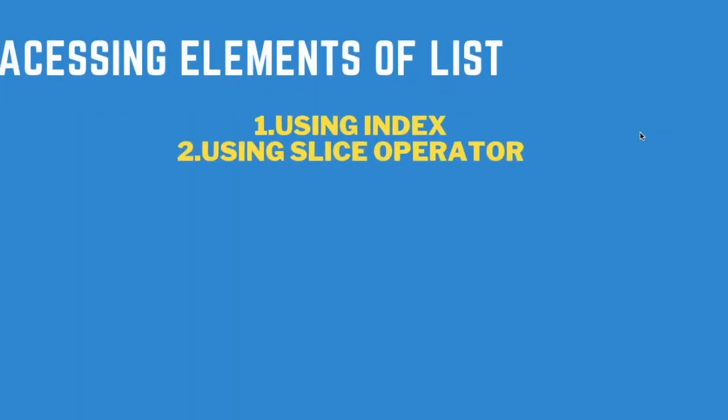So now we will see how we can access the elements of the list. There are basically two ways. One is using index number and the second one is the slice operator, like I told you before in string. So first we will see the index number.